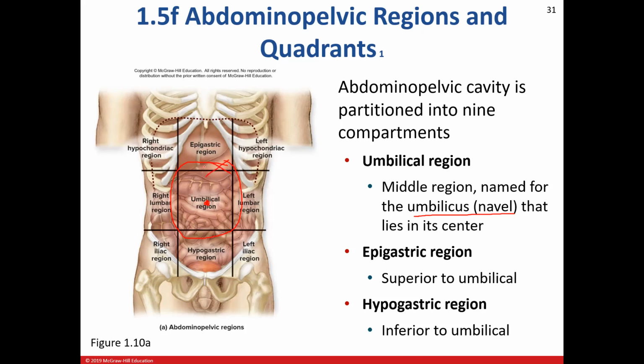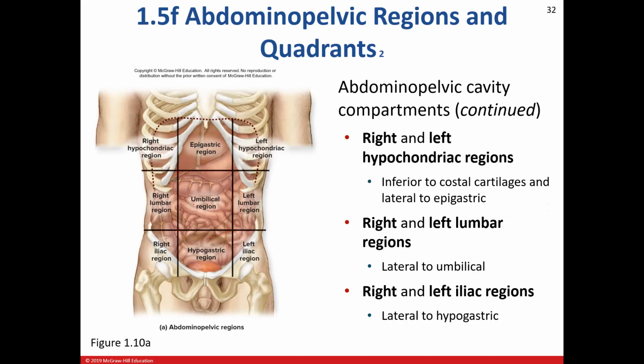Okay, so most of this region is above the stomach. Epi is above, so we call that the epigastric region. Conversely, if we go below the umbilical region, we call that area the hypogastric region. Yes, it's inferior to the umbilicus, but it's definitely inferior to the stomach. So that's the hypogastric region.